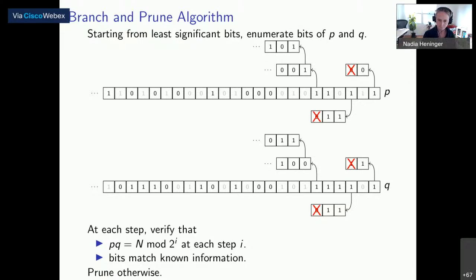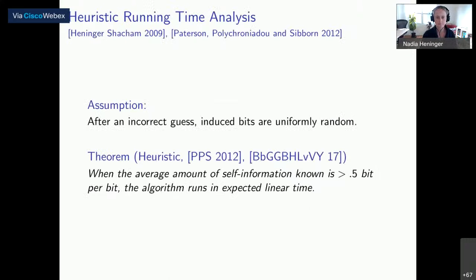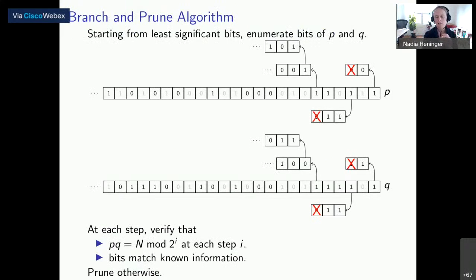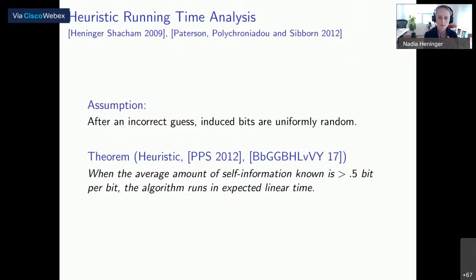So this is very simple. The reason that this works: you might think that our tree is going to grow exponentially in the number of bits that we don't know. But in fact, if you guess wrong at a certain point, heuristically, and this has never actually been proven, so I should have put this as an open problem, essentially, after an incorrect guess, the induced bits for future solutions appear to be uniformly random. With that heuristic assumption, you can actually prove that if the average amount of information that you know is basically half a bit per bit, and we have two pieces of information, and two factors, P and Q, then this branch and prune algorithm runs in expected linear time.